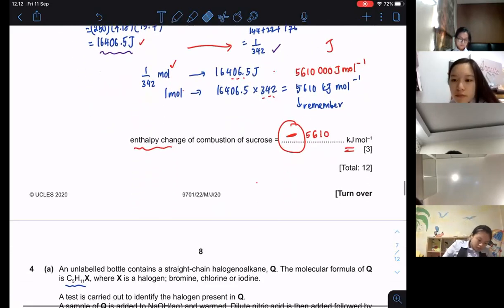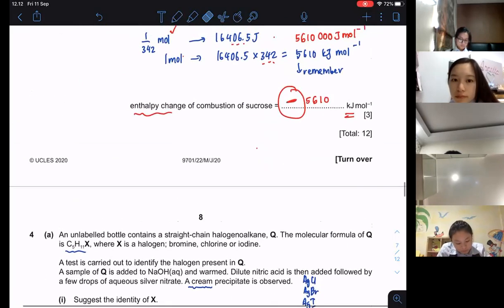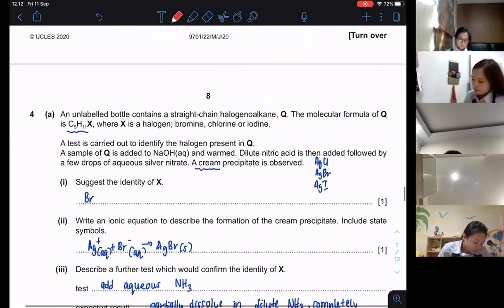Okay, so take note of that. No negative, you will miss. Even though everything is correct, you will only get 2 marks. Take note of that.